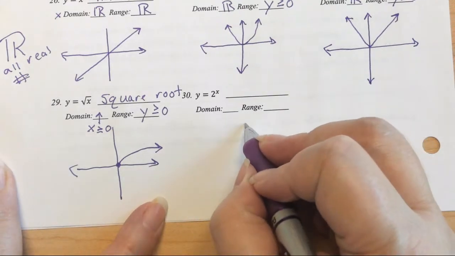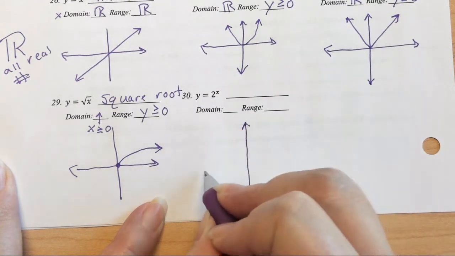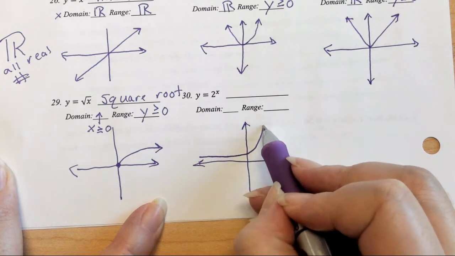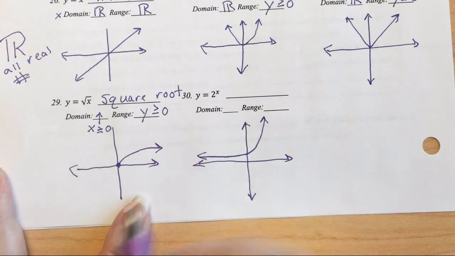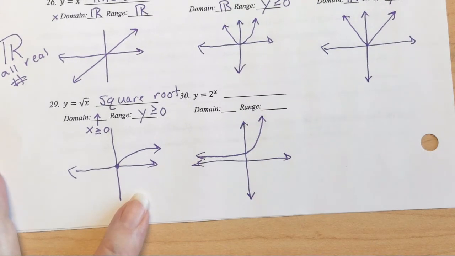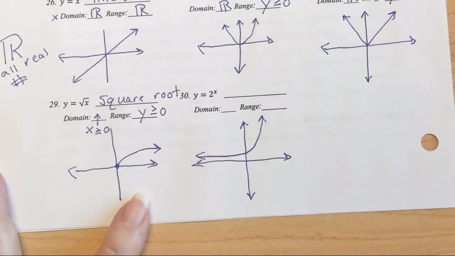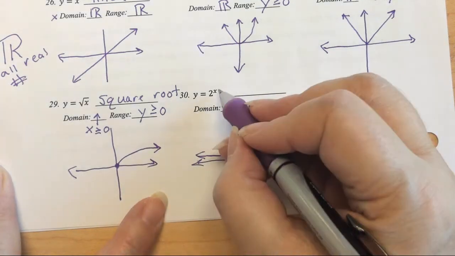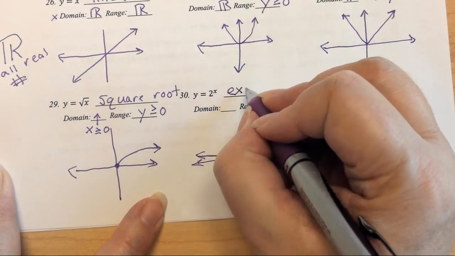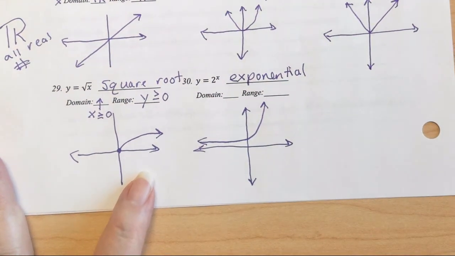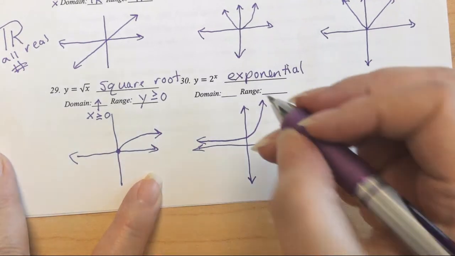Last one. This one hovers over my x-axis. After it crosses, it shoots up. Anybody remember what that was called? Where's the x located? The x is located up here. An exponential. It's right, exponential, because this is the exponent, it's exponential. Your domain is all real numbers.